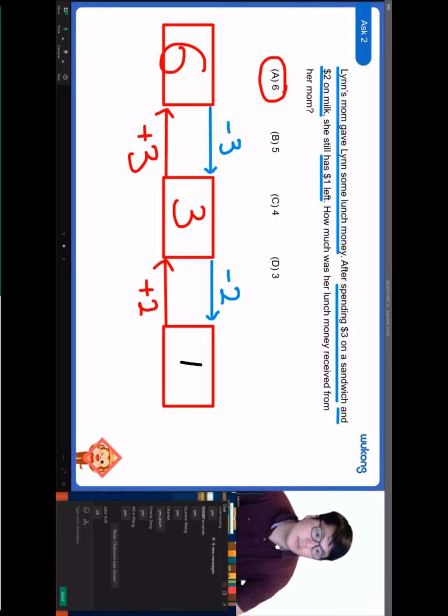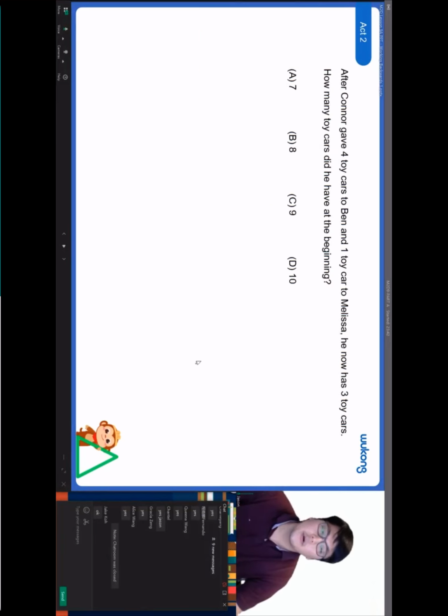Okay, so let's move on, guys. So this is your turn to do this question by yourself. Show me how well you understood this question. So after Connor giving 4 toy cars to Ben and 1 toy car to Melissa, he now has 3 toy cars. Then how many toy cars did Connor have at the very beginning, guys?